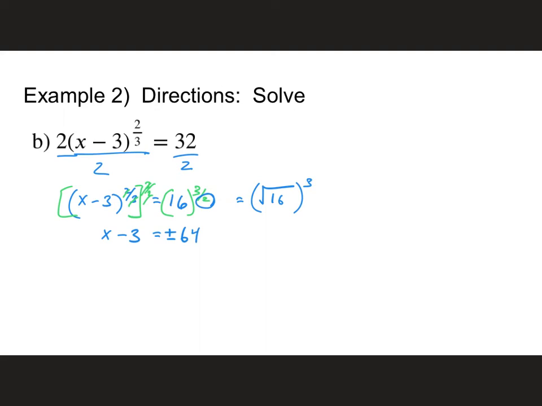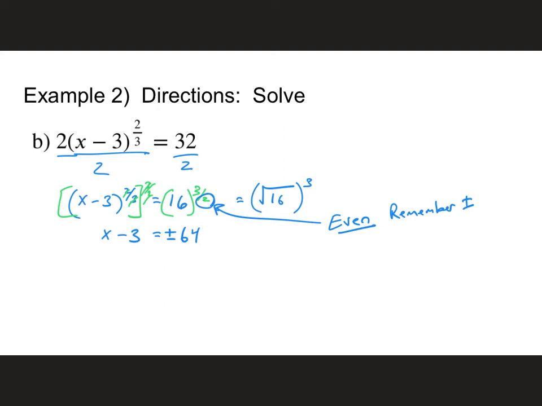Now, the easiest way to remember when this happens is if this bottom number is ever even, then you need to remember a plus or minus. If we go back and take a look at the last problem that we did, you will see that we took the third root of both sides when we solved. The third root, not the square root. 3 is odd. We didn't need to worry about a plus or minus in that particular problem.